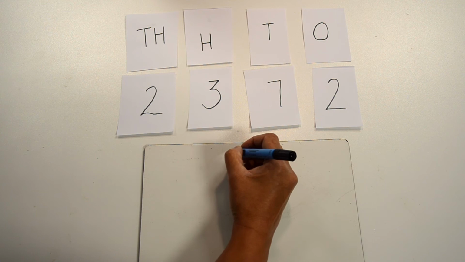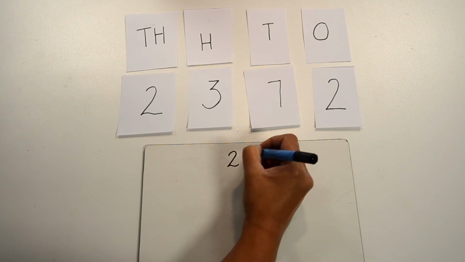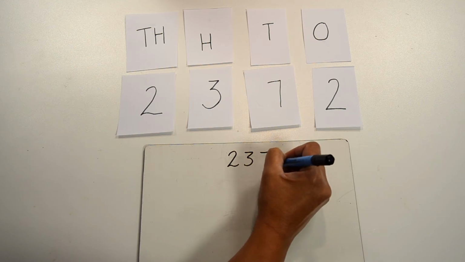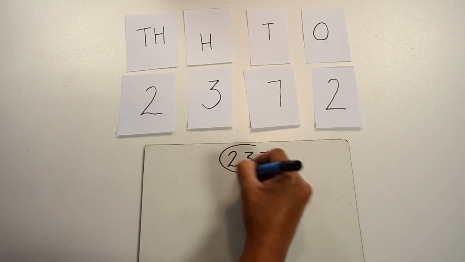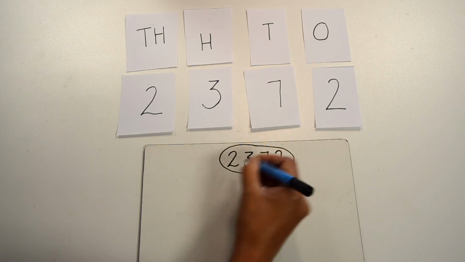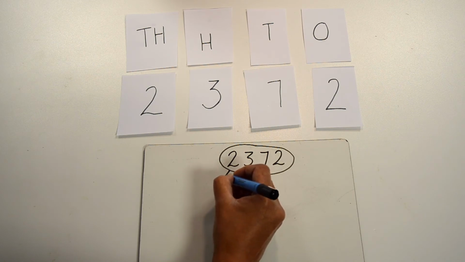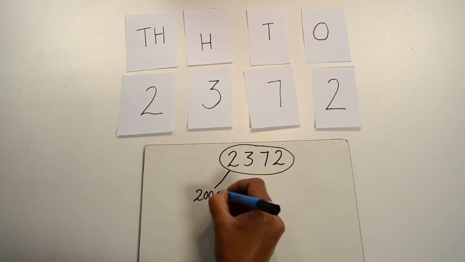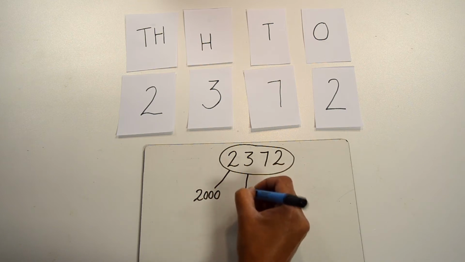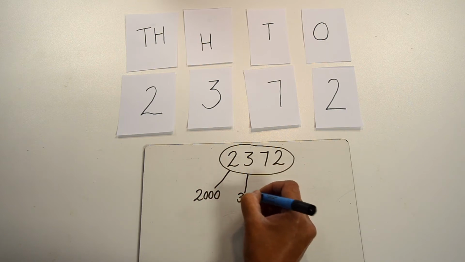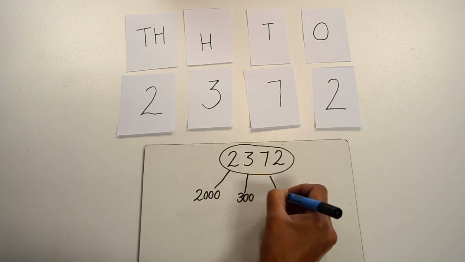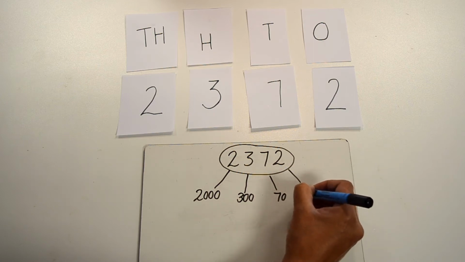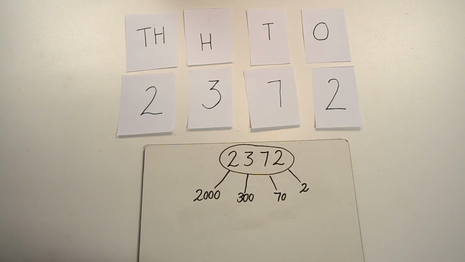Right, now we're going to try some partitioning. So I'm going to write up my number, 2,372. Right, this number is made up of 2,000, 300s, 7 tens, which is 70, and 2 ones, 2.